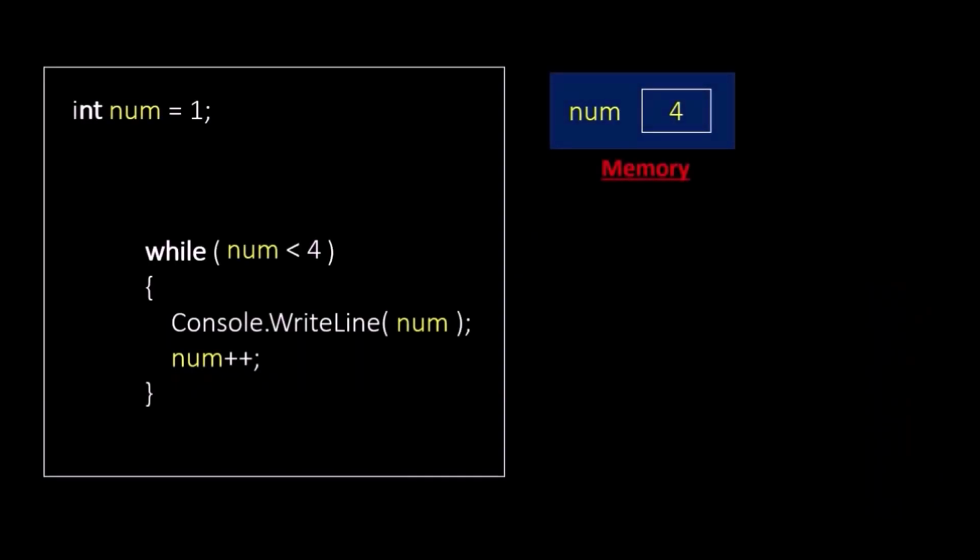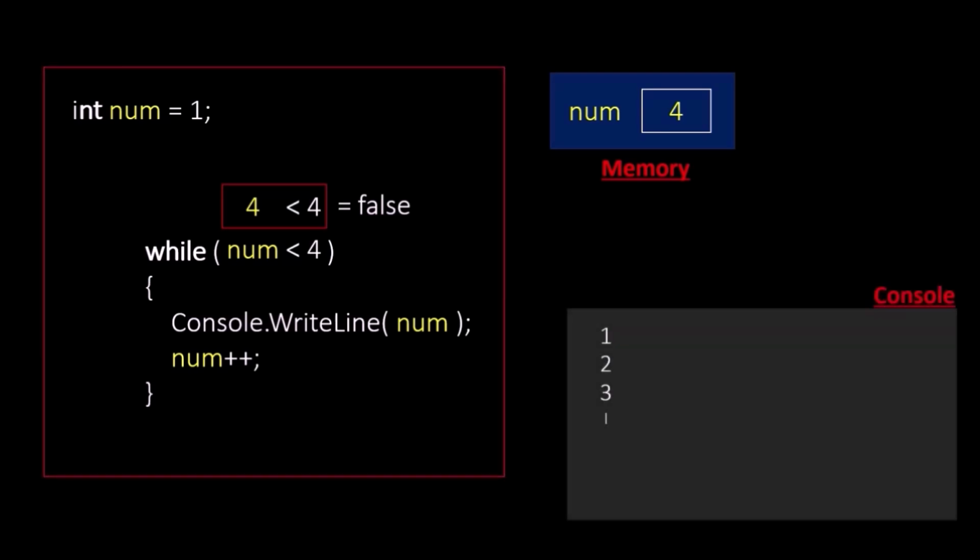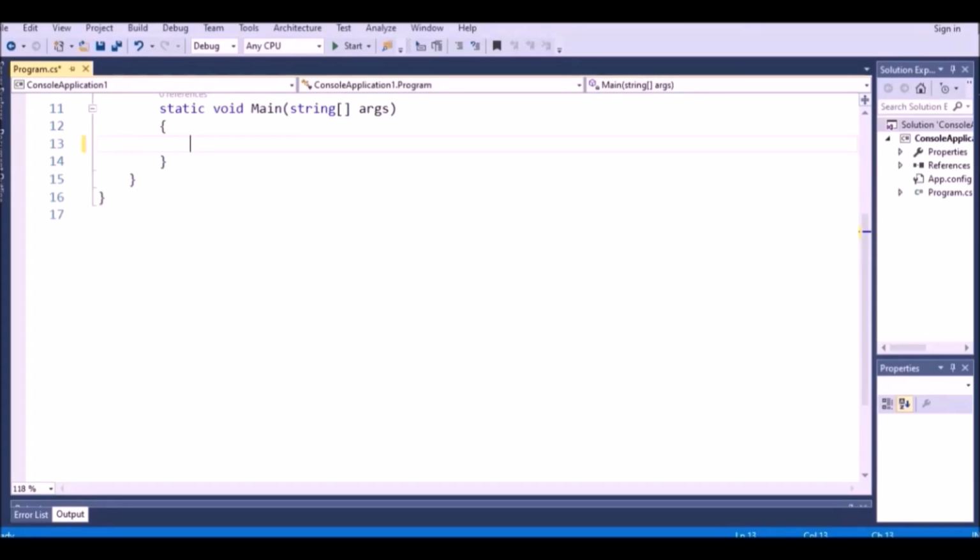Now the while loop will check the condition num is less than 4 again, but the value of the variable num has already become 4. So the condition becomes 4 is less than 4, and the expression 4 is less than 4 is false. When the condition is false, the program exits the while loop and the program ends.